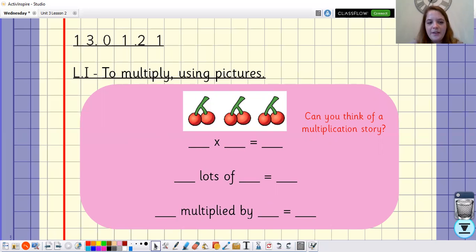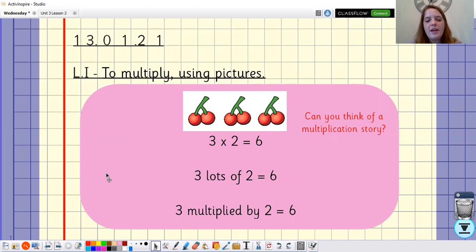Okay, hopefully you've had some time now to go through and write the number sentences for this picture. Okay, so we have got 3 multiplied by 2, because we can see our 3 groups, and there's 2 cherries in each group. And the total of that is 6, because if we were to count in twos, count with me, 2, 4, 6. So that means we have 3 lots of 2 is 6, and 3 multiplied by 2 equals 6 as well. I wonder if you were able to challenge yourself to think of that multiplication story.